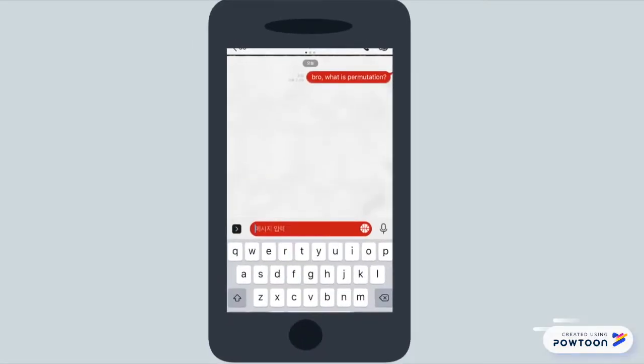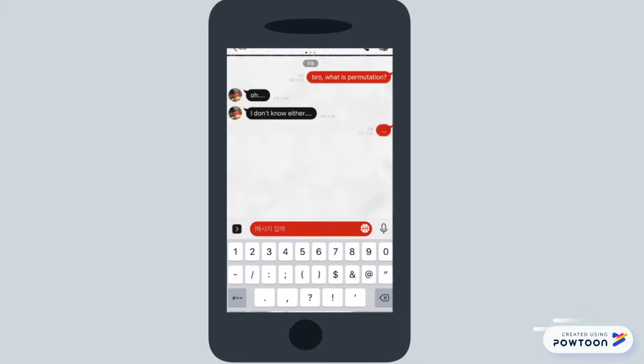So last night, June asked me what permutation is. And considering how much of a good friend I am, I told her I don't know either. So I decided to search on the internet and came up with this explanation.